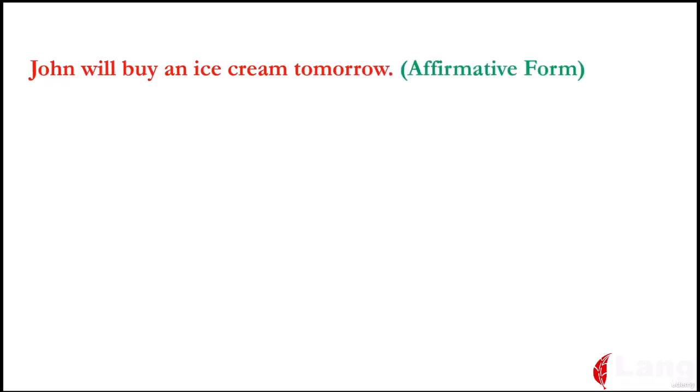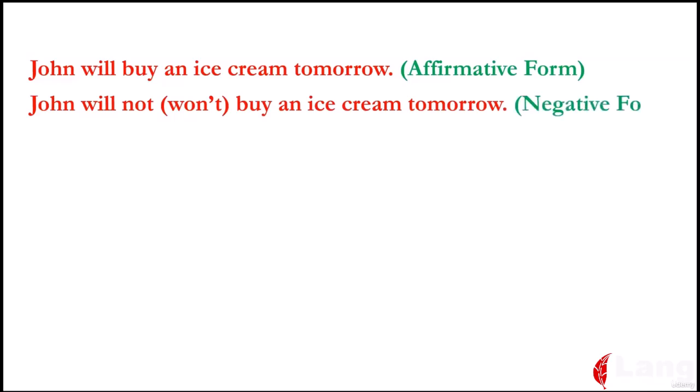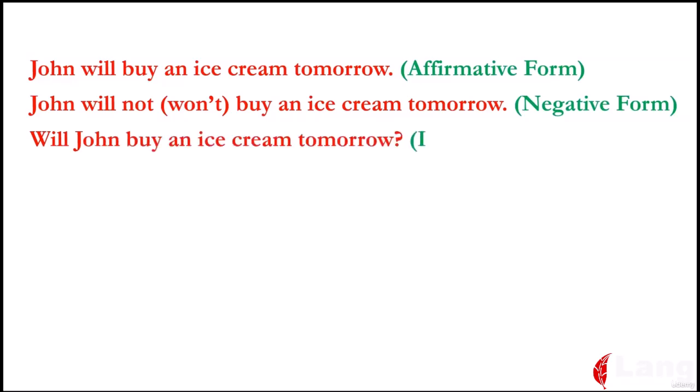Now let's consider another example. John will buy an ice cream tomorrow. This is the affirmative form. The negative form is John will not buy an ice cream tomorrow. The interrogative form is will John buy an ice cream tomorrow?